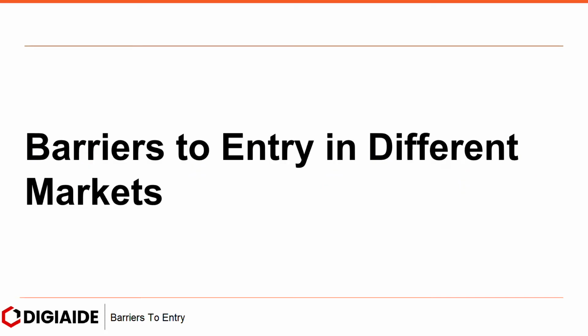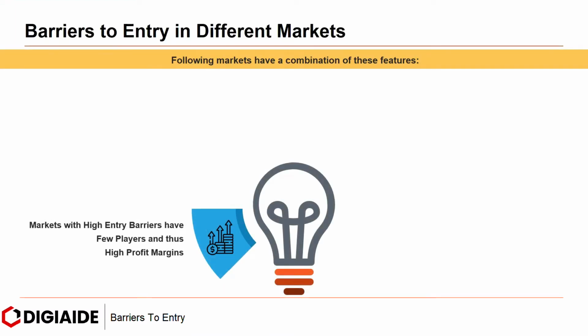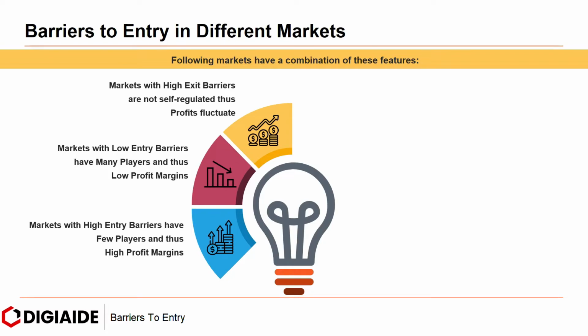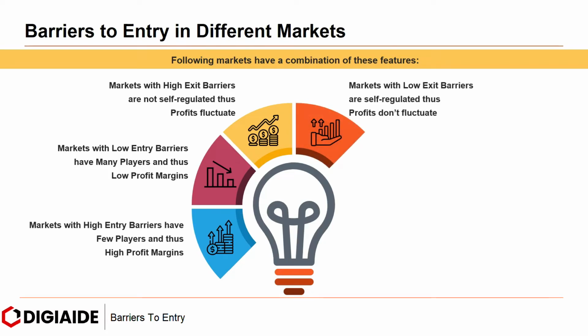Moving on to barriers to entry in different markets. Following markets have a combination of these features. First, markets with high entry barriers have few players and thus high profit margins. Next, markets with low entry barriers have many players and thus low profit margins. Markets with high exit barriers are not self-regulated, thus profits fluctuate. On the other hand, markets with low exit barriers are self-regulated, thus profits don't fluctuate.